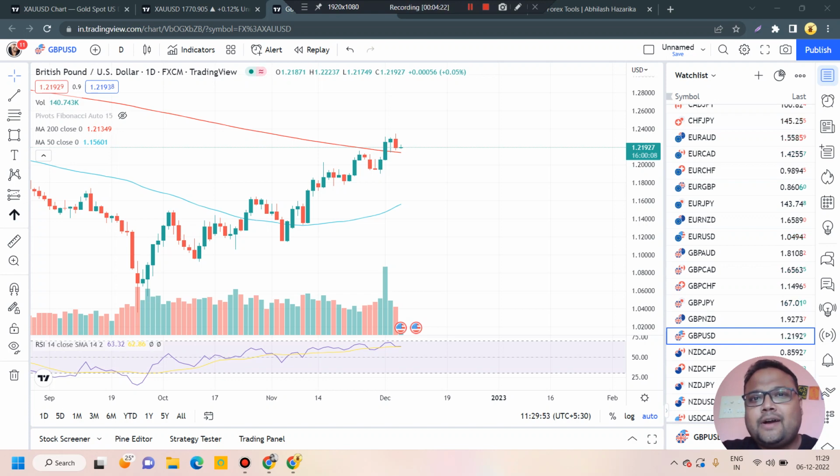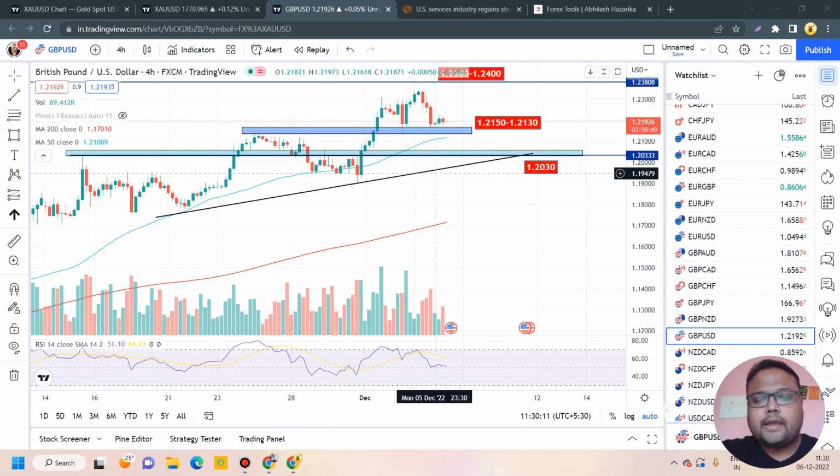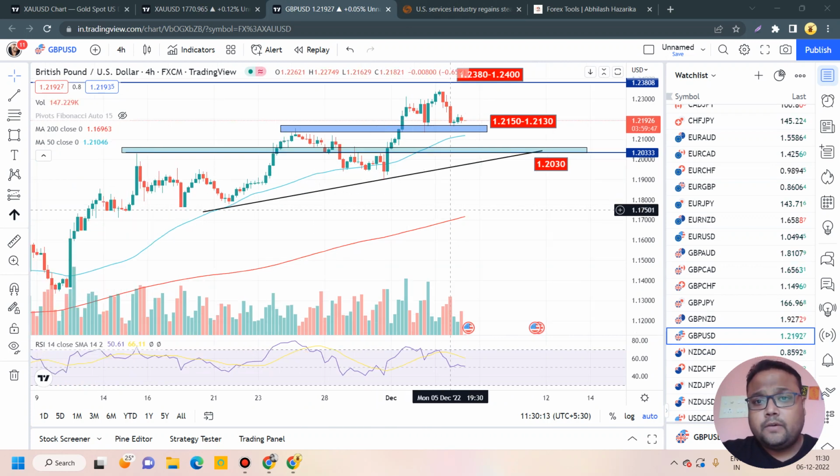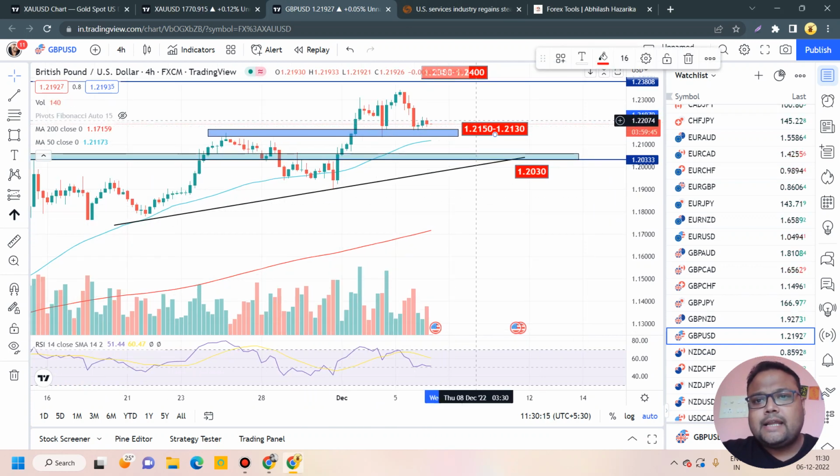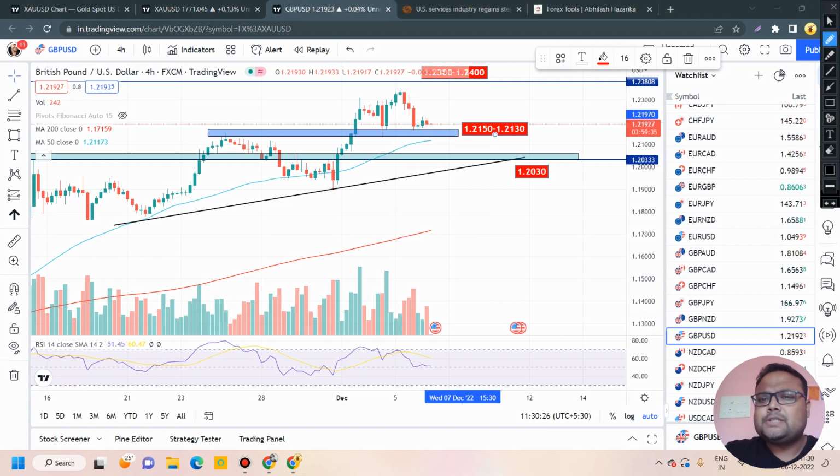Now let's try to find the best levels on the chart of GBP/USD for us. Again, we are back on the 4-hour time frame of GBP/USD, and right now the market is standing at 1.2150, 1.2130, the support level we talked about in our previous video. But I think the best price will be around 1.2030 or 1.2050, though we can see the market is going for a small bounce here.